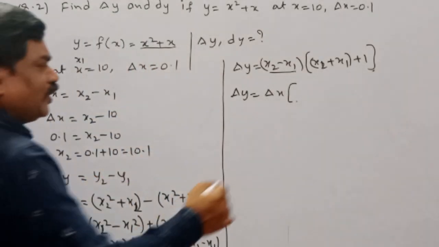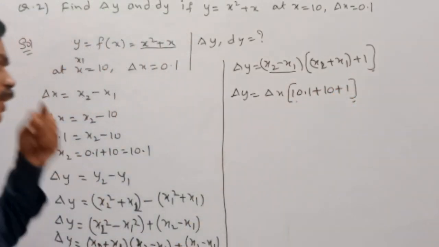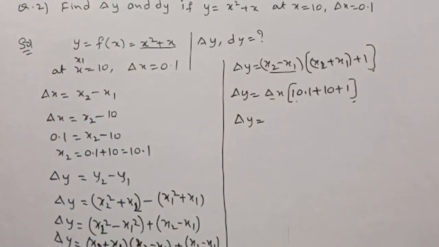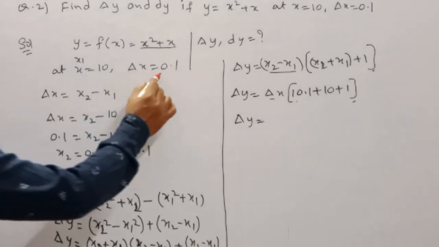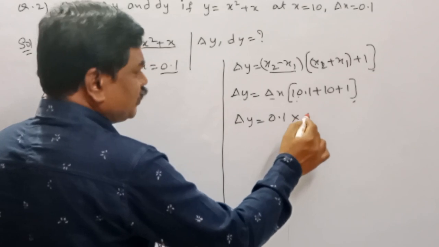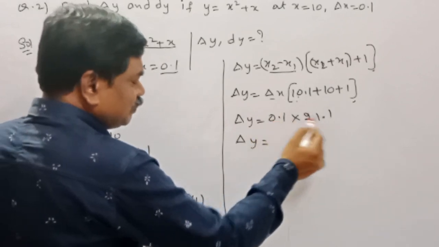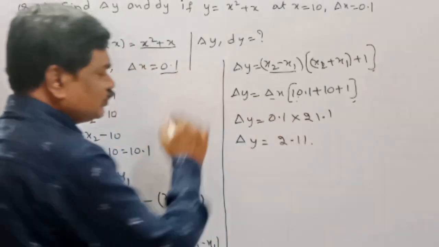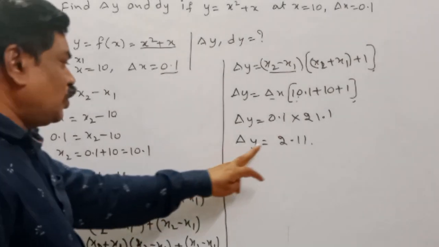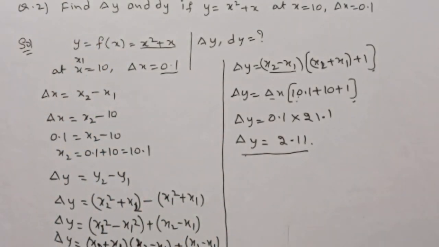x2 is equal to 10.1, plus 10, plus 1. So delta y is equal to delta x, which is given as 0.1, into 21.1. Multiplying, delta y is equal to 2.11. So delta y is 2.11.